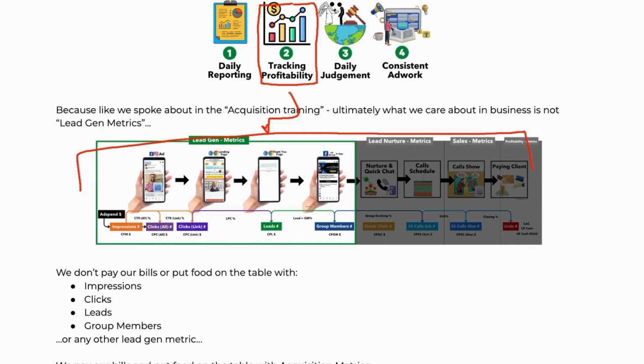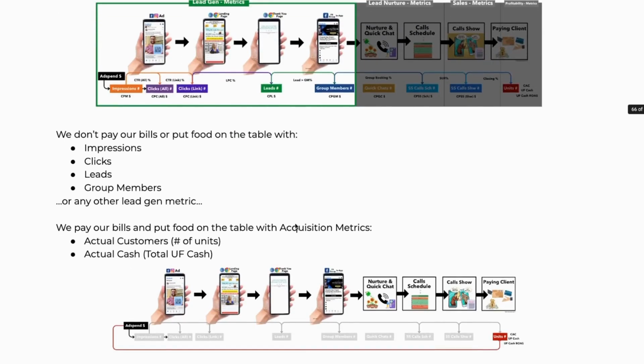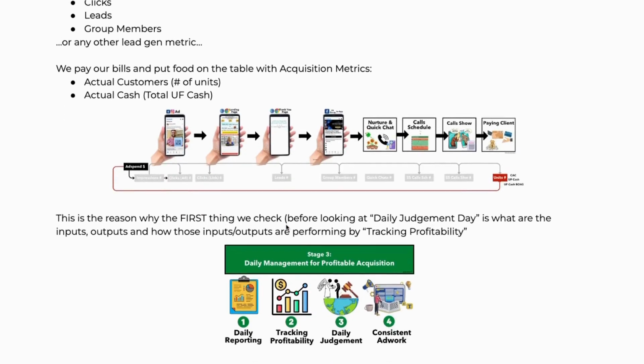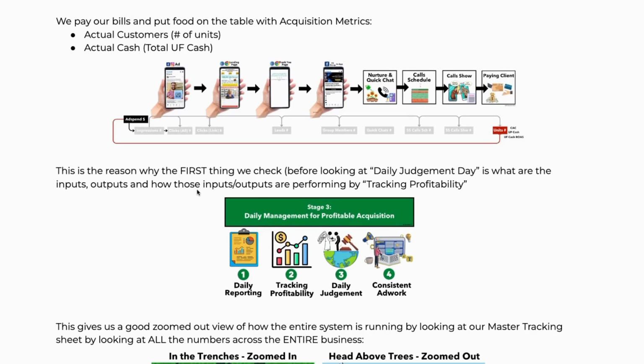We do not pay our bills or put food on the table with things like impressions or clicks or leads or group members or any of those lead gen metrics. We pay our bills and put food on the table based off of actual customers and actual cash collected. That is the reason why we are prioritizing tracking profitability before we even look at the actual ads themselves, because we want to look at the global level to see if the inputs and the outputs are performing the way that we want them to.